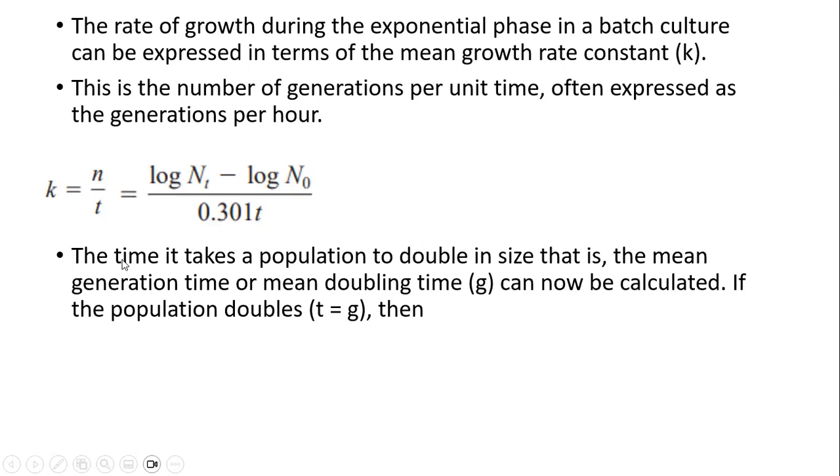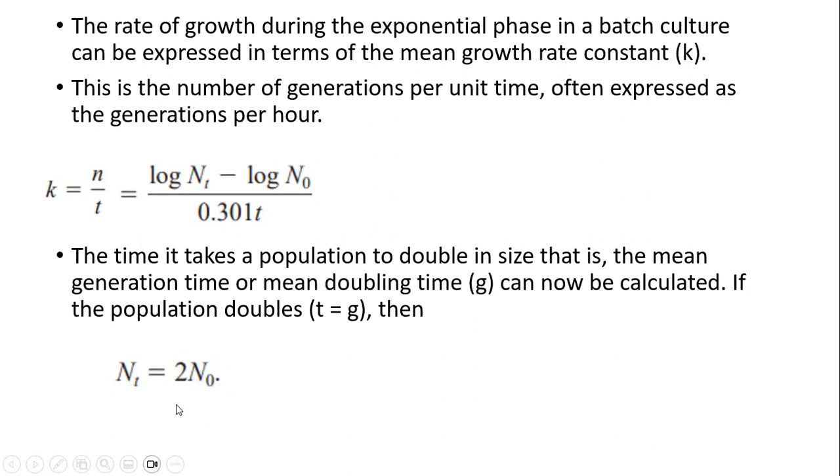Now, basically the time it takes for a population to double in size is known as the mean generation time or the mean doubling time, and is represented by the symbol g. So when the time required for the cell division is one generation time, at that time the given population is going to be double that of the original population. So we can say that when time is equal to one generation time, the population is going to be twice that of the original population.